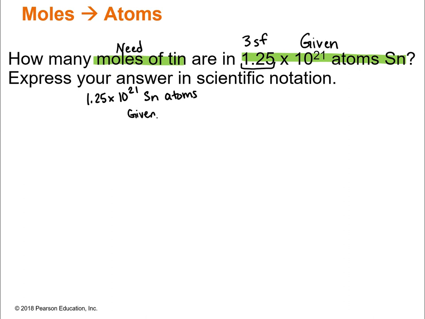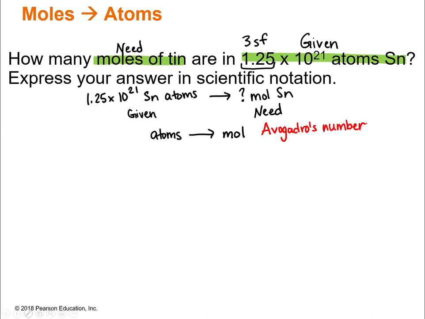There's my given. This is what I need. That makes this atoms to moles. It's still in the same problem category. We have to use Avogadro's number. Last time we went from moles to atoms, this time we're going from atoms to moles. Still use Avogadro's number, but the unit factor we use isn't going to be exactly the same. I'll still write everything out.